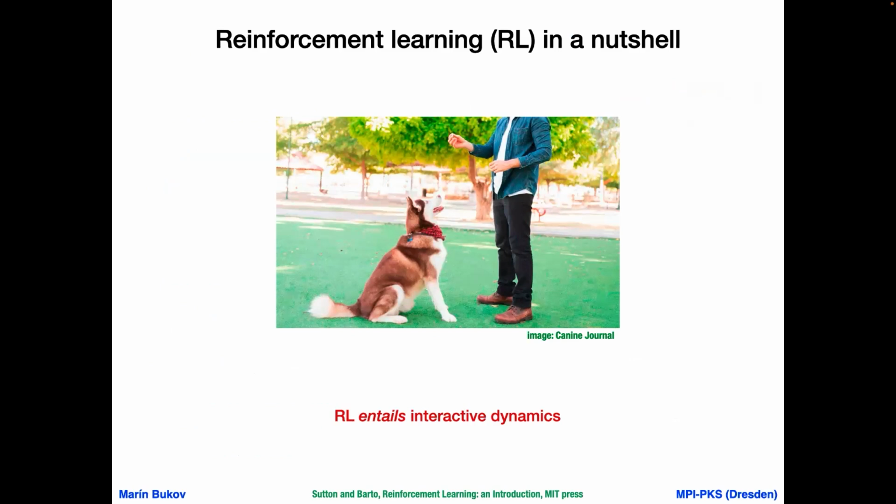But when it does so, you give it a treat. So you reinforce a certain behavior. Okay, so that's the whole concept behind it. And reinforcement learning is essentially, in a nutshell, the mathematical formalism of doing this. But more importantly, reinforcement learning entails interactive dynamics. So it's all about the interaction between the dog and the human, right? And this is what we want to do.